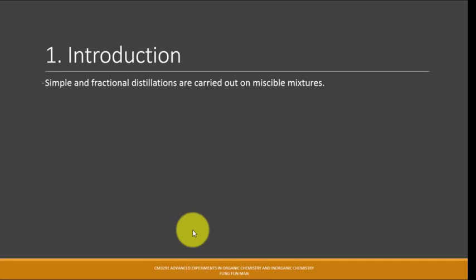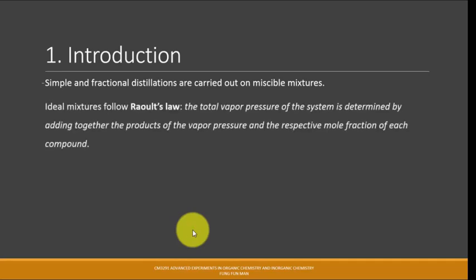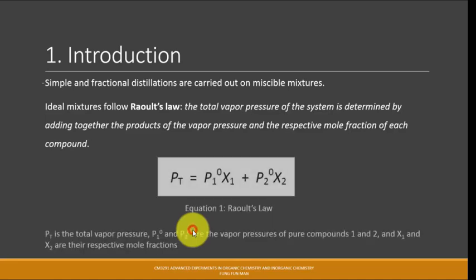We learned that ideal mixtures follow Raoult's law. Recall Raoult's law from your physical chemistry. Raoult's law states that the total vapor pressure of the system is determined by adding together the product of the vapor pressure and the respective mole fraction of the compound. So for the two compound system, this relationship is shown in equation 1.